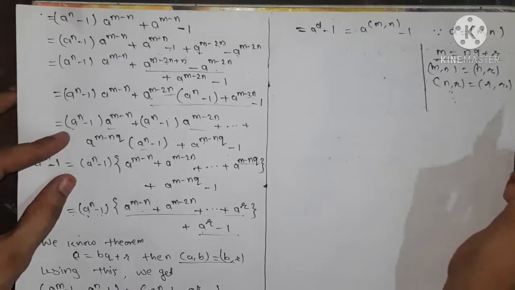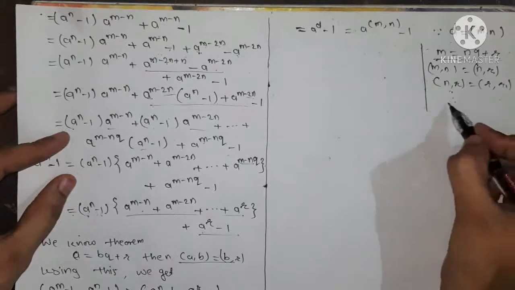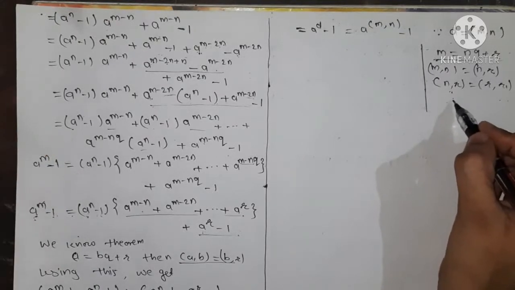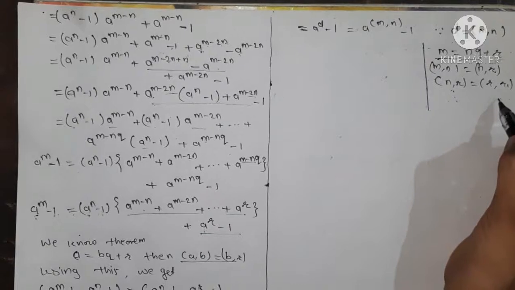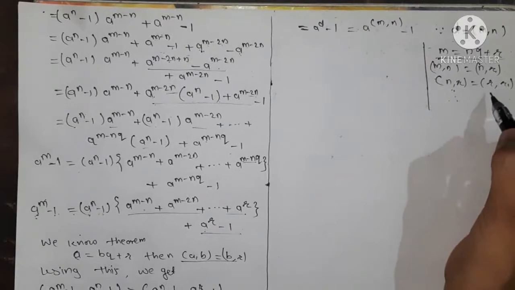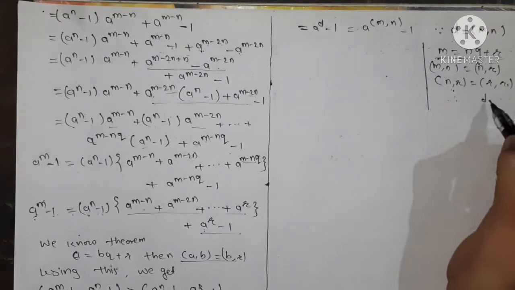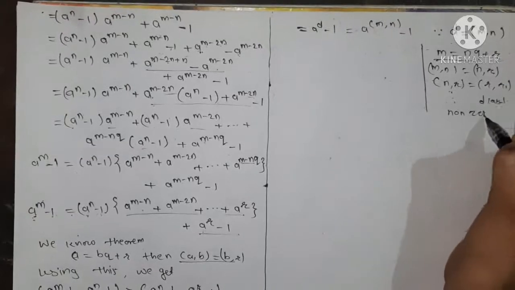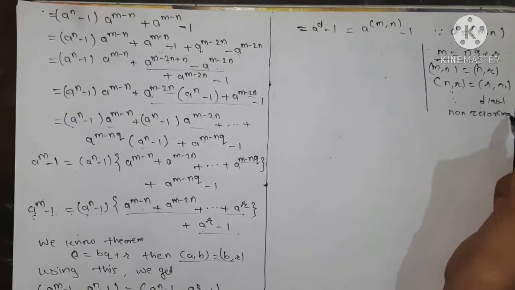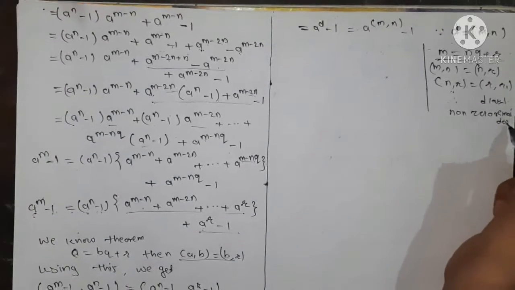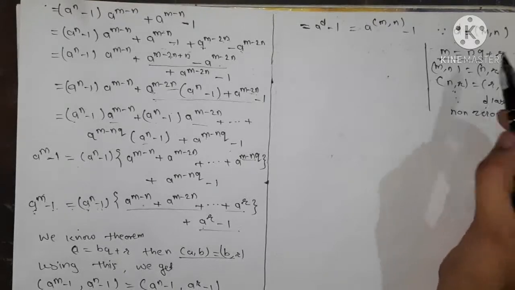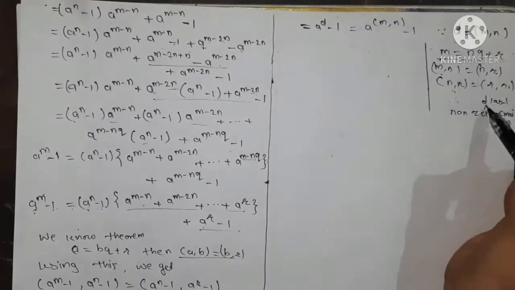until the last remainder is 0. The last non-zero remainder we denote as d. So we proceed until d is not equal to 0, and d is nothing but the last non-zero remainder, and this last non-zero remainder is the same as the GCD. So GCD of m comma n is the same as d.